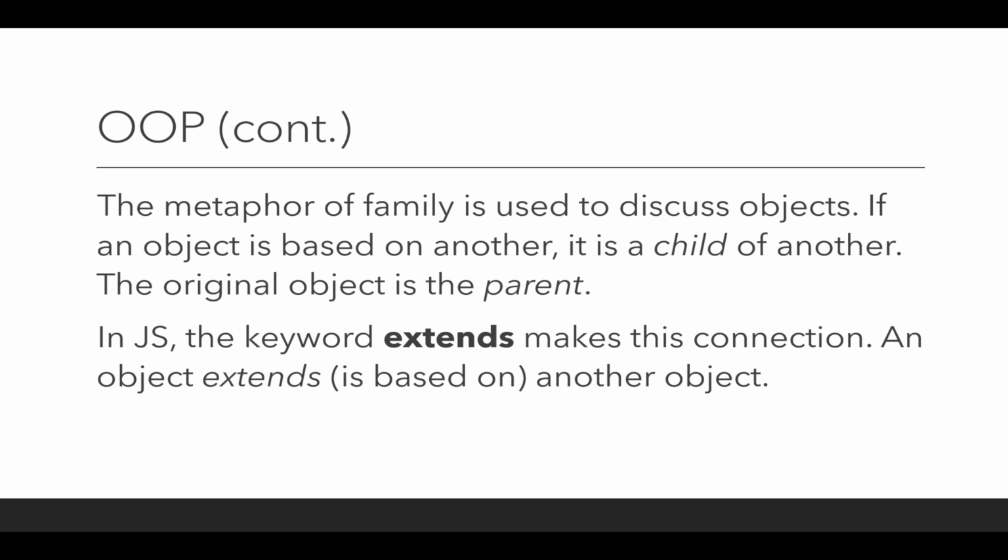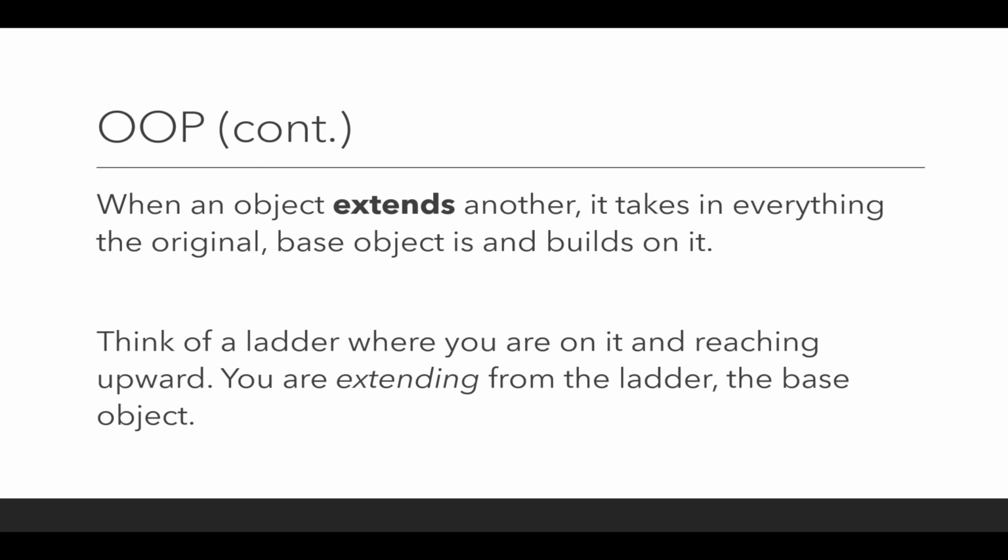Remember, think of humans. The parent is a human. The child is a human. The relationship is a. One is another. So when an object extends another, it takes in everything the original base object is and builds on it. Again, think about this metaphor of family. You have parents and you have the genetic code, the combination genetic code of your parents. So you have the things that they are based on, and then you can build on that.